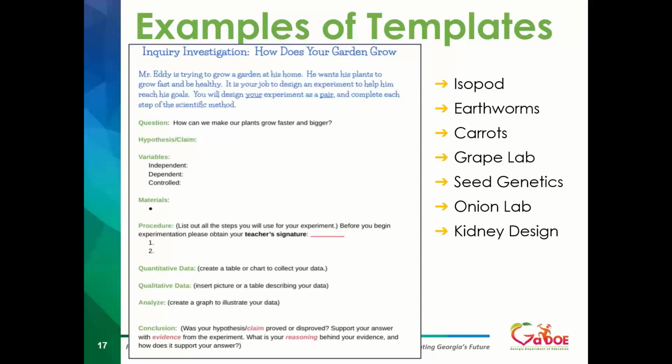Some other ideas for investigations: earlier, I talked about blackworms. You could totally use earthworms. I've seen isopods used. I've actually done them with isopods before, and I have an example with isopods I'll show you in a second. Another great example, I talked about the carrots earlier, but you could use grapes for teaching osmosis. For genetics, you could use seeds. I love using onions when we use microscopes, so that's really cool.